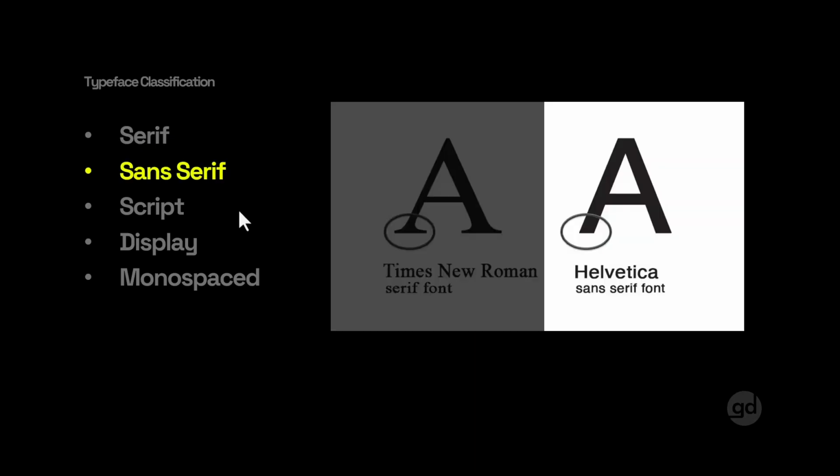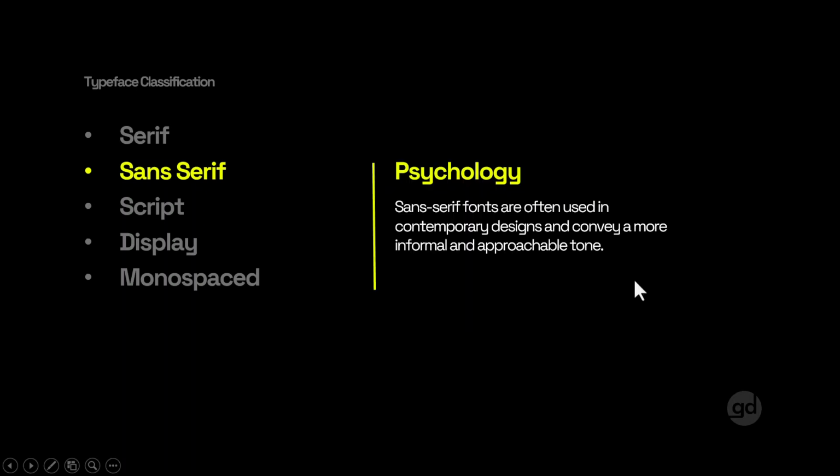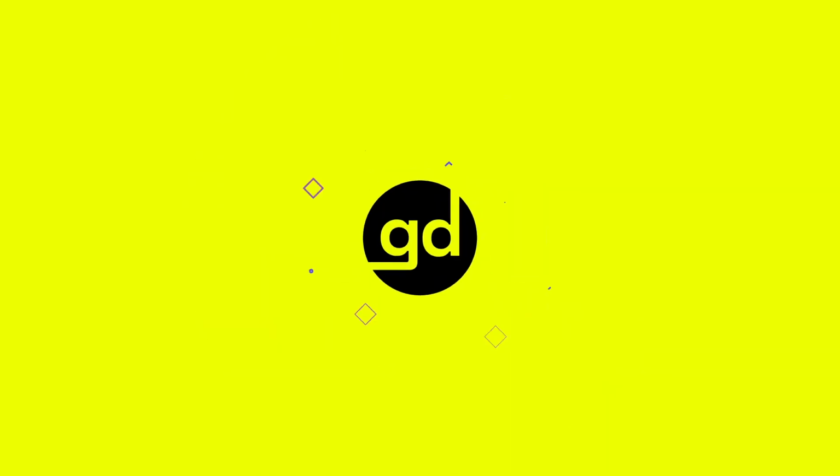So let's look at the sans serifs. Like I said, they are the ones without the serifs. They don't have the extra edges. Examples are Helvetica, Montserrat, Gotham, and Poppins. The psychology behind them is that they are often used in contemporary designs and convey a more informal and approachable tone. If you want something modern and approachable, not something really serious like the serif, you can go for the sans serifs.